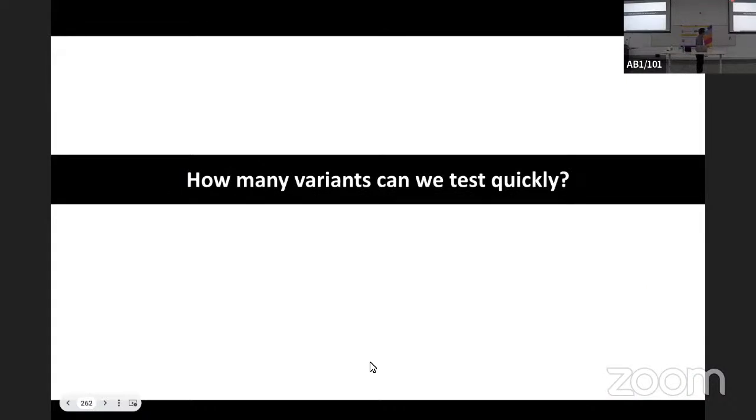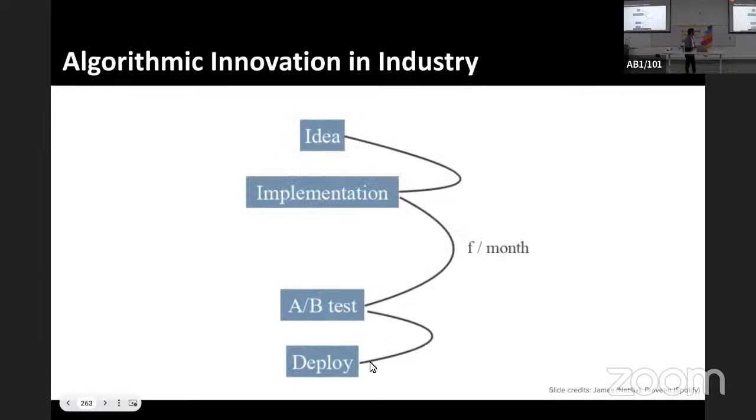But the question becomes, how many variants can I test, right? I have a team, my 100+ people in the AI org, they're all testing, they all have ideas. How do we test? So this is usually what happens. I have an idea, I implement it, I maybe do an A/B test and try to find and deploy, right? This is the experimentation cycle. And maybe I can do F number of A/B tests per month, right?